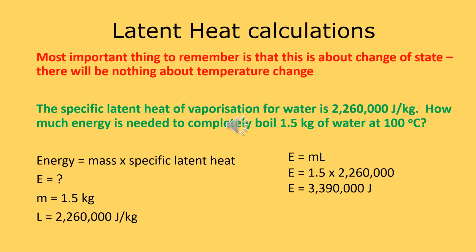It's most important you adopt this method. So the first thing is to quote the equation. Energy equals mass times latent heat. Second thing is to substitute your values into it. So the mass is 1.5, the latent heat is 2,260,000. The third step then is to calculate, which comes out as 3,390,000 joules, and the fourth step is to add the unit, joules.